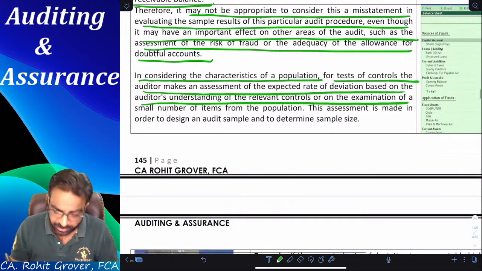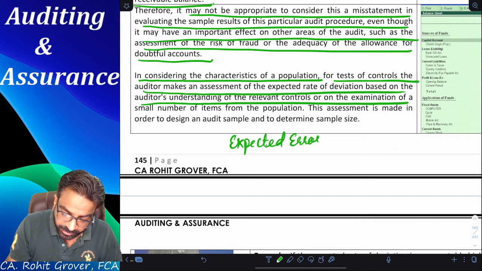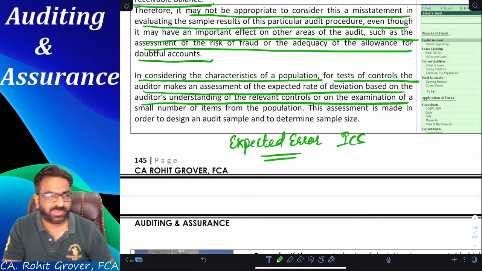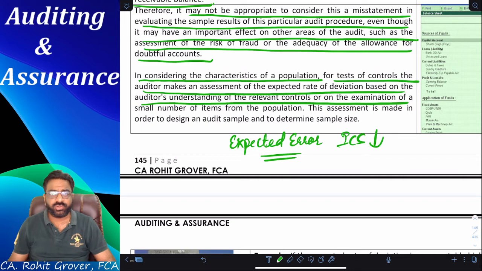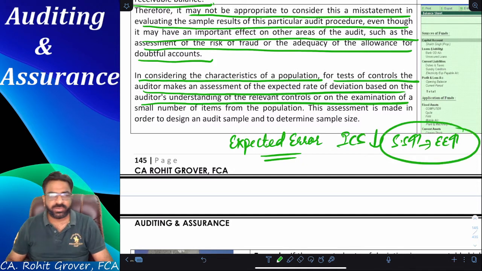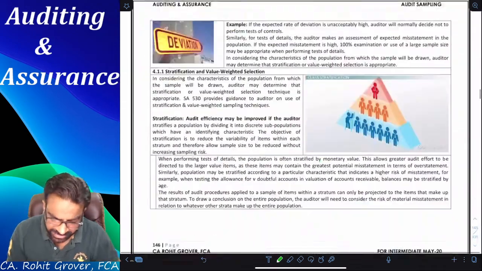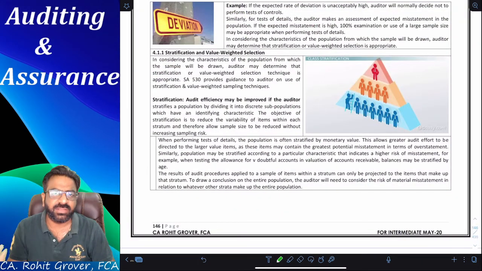Do you remember yesterday I also told you one concept of expected errors? Everyone, please tell me, what if the internal control system of my client is very poor? What should I do to my sample size? Increase. I will increase my sample size. Why am I increasing it? Because the expectation of errors is going to be higher in that case. So what is the relationship between expected error and sample size? Direct relationship. Do you remember we did this concept yesterday? Yes, these are the same things we have already done.